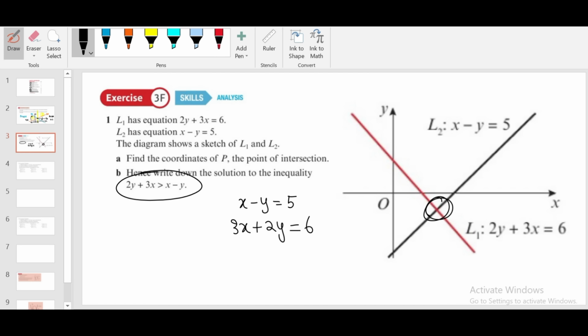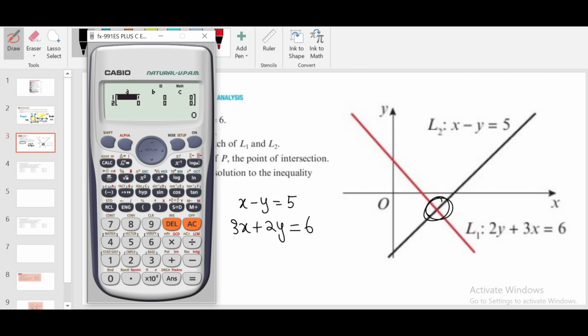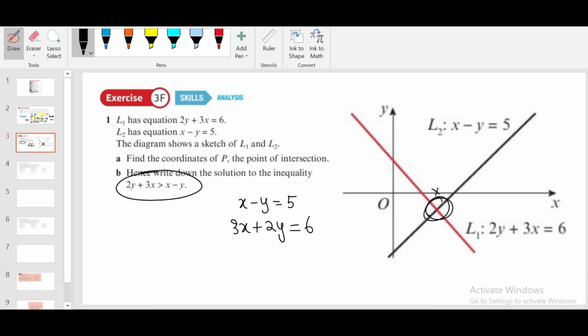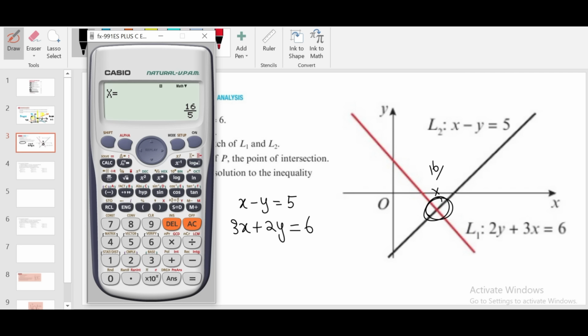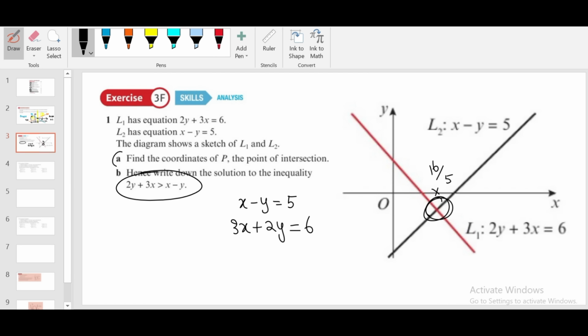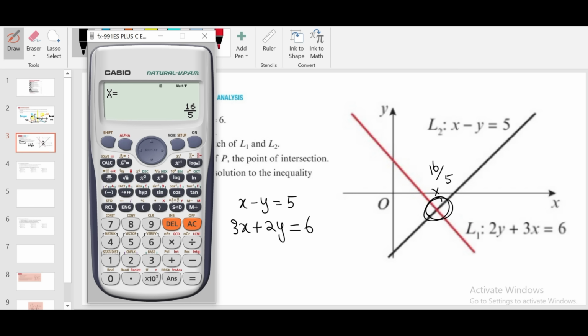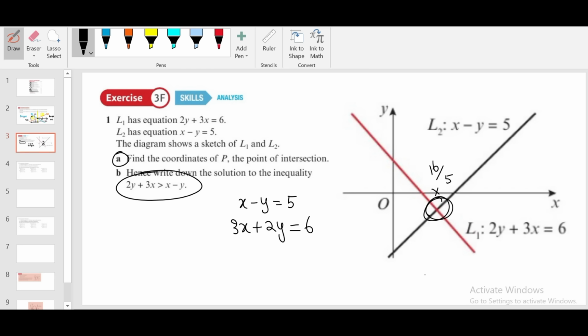To solve the simultaneous equations, you can just put it in your calculator. 1, minus 1, 5, that's the first equation. 3, 2, 6, that's the second equation. So you'll get 16 over 5, 3.2 or 16 over 5. That's the x value of the point of intersection. But part A says find the x and y coordinates. Usually they are not going to ask you to solve the simultaneous equations. It will be a part of a bigger question. So just use your calculator. Minus 9 over 5 is the y value. So the answer for A is 16 over 5, minus 9 over 5.